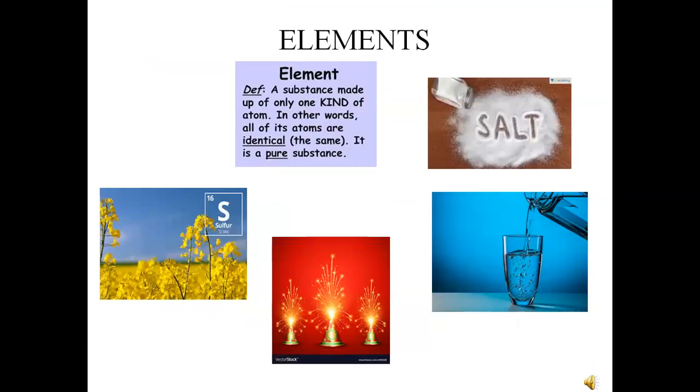Elements. Matter in its simplest form is called an element. The definition of element is a substance made up of only one kind of atom. In other words, all of its atoms are identical. It is a pure substance. We are using many elements in our daily life. Common salt consists of the elements sodium and chlorine, and water consists of hydrogen and oxygen.